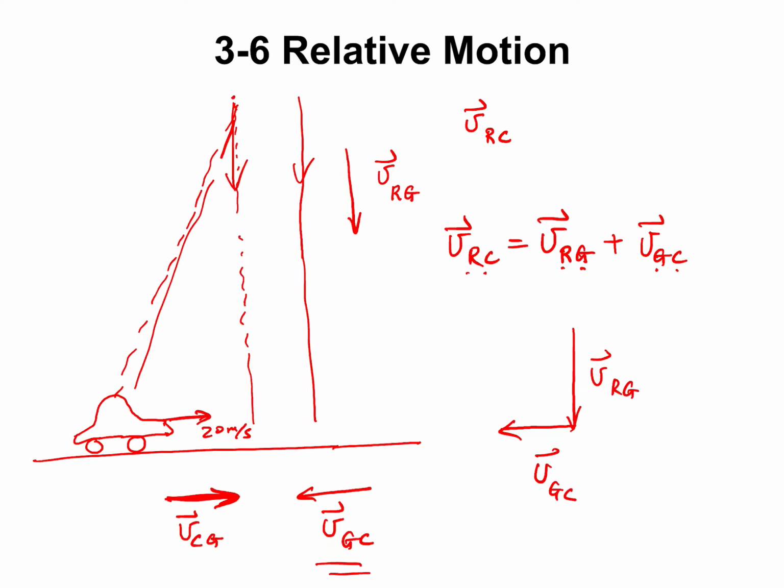And then what is the velocity of the ring relative to the car? Well, addition, right? So this is the velocity of the ring relative to the car. Make sense? So that's an example.